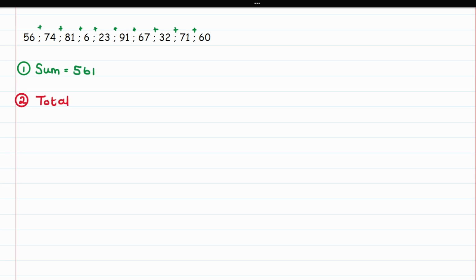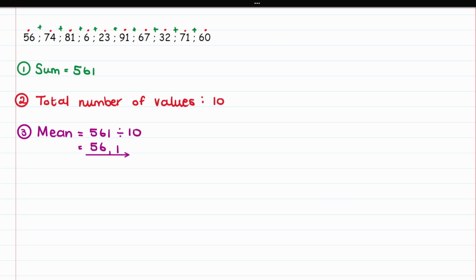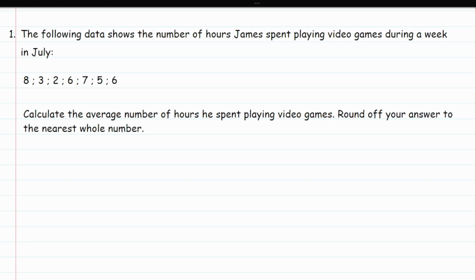Step 2, count how many values you have. In this list, I have 10 values. Finally, find the mean by dividing your previous 2 steps. So I'm going to say 561 divided by 10, which gives me 56,1. Remember that it's okay if you end up with a decimal as an answer, but be prepared to round off if a question asks for it. Pause the video and try the next one on your own.